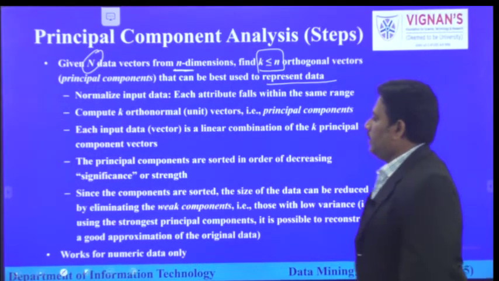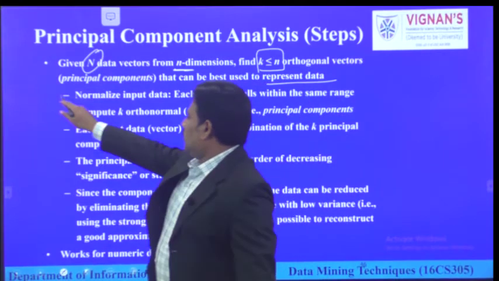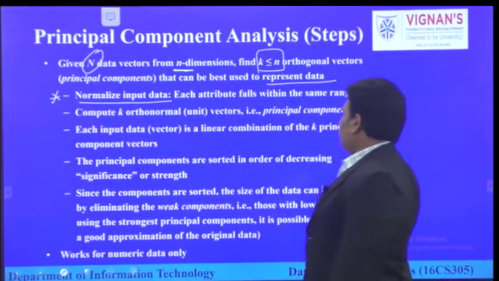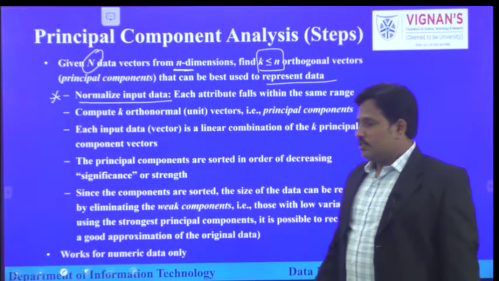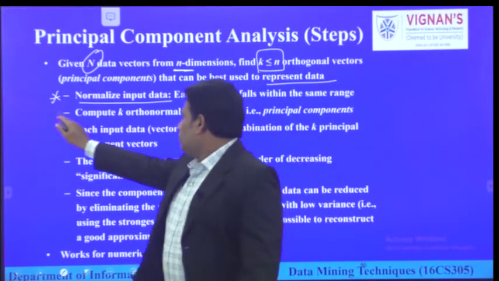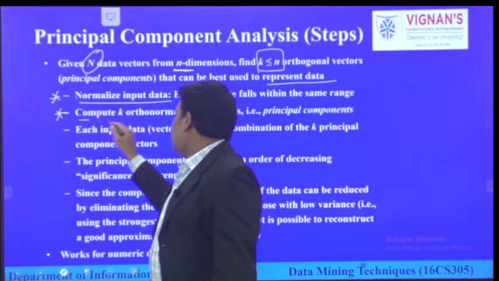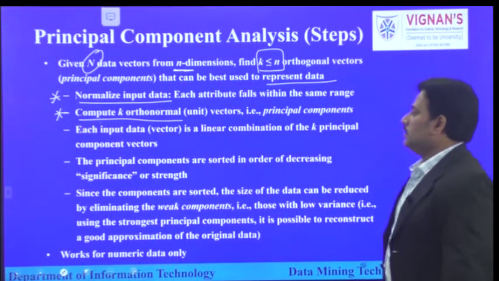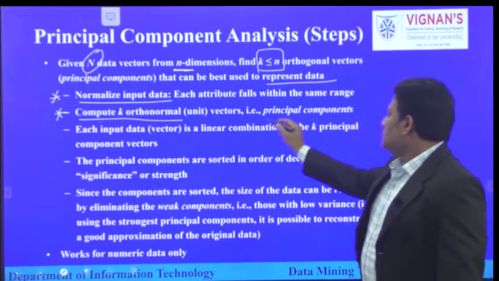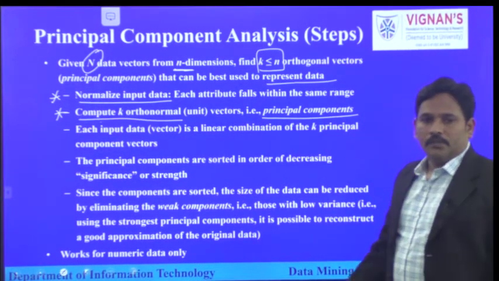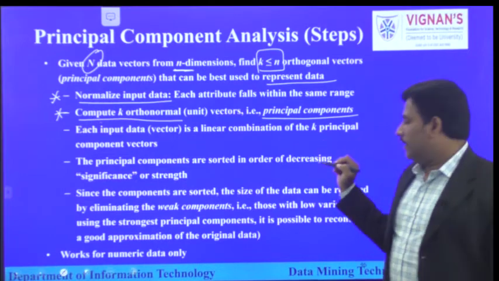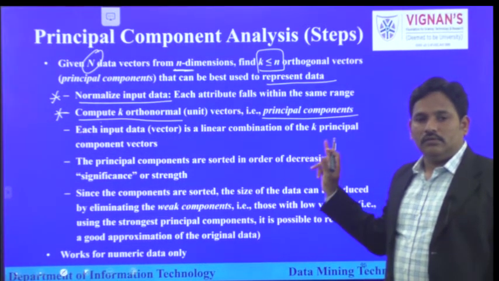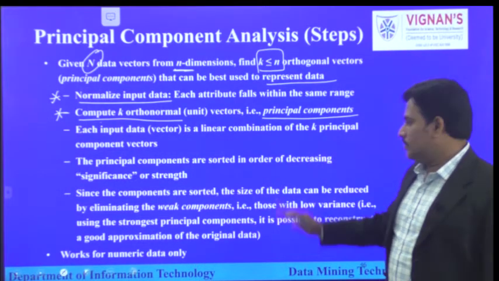Now what we are applying here, we are performing the normalization on the input data. Apply normalization to the input data so each attribute falls within the same range. Next, compute the orthogonal values for all k. That means for every attribute, we calculate the orthogonal value, that is the principal component. Whatever eigenvectors we generate, that eigenvector can be treated as a principal component for the individual attribute.